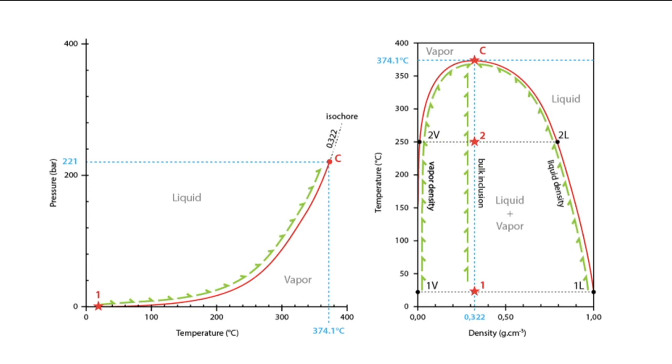I'm explaining three different situations, and this will definitely help you understand what is happening. See, consider this point. It has a density of 0.322, right? Now 0.322 is the density of the critical phase, meaning you can say critical density.